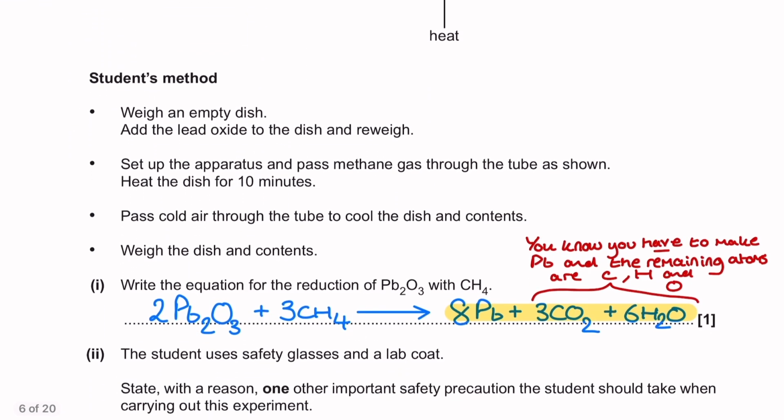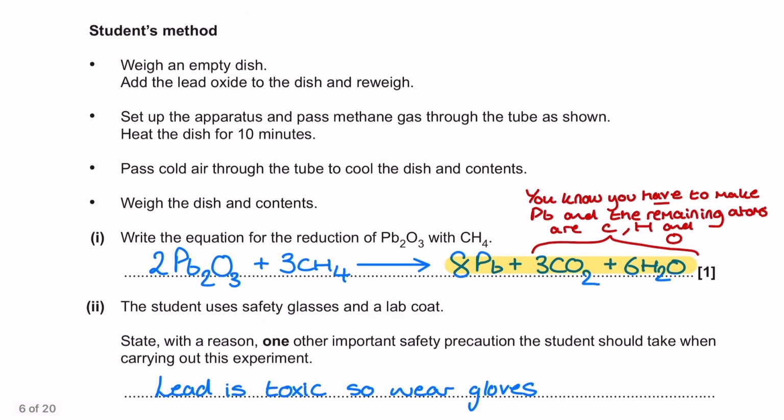Student's method: weigh an empty dish, add the lead oxide to the dish and reweigh it. Set up the apparatus and pass methane gas through the tube, heat it for 10 minutes. Pass cold air through the tube to cool the dish and its contents, weigh the dish and its contents, and then the questions kick in. Write the equation for the reduction of Pb2O3 with CH4.